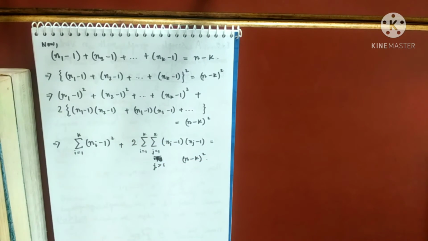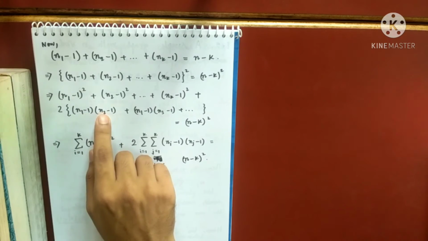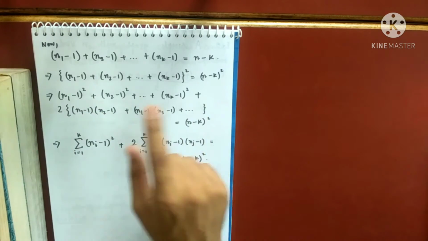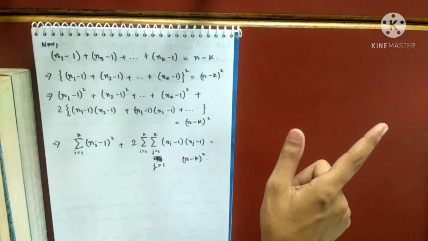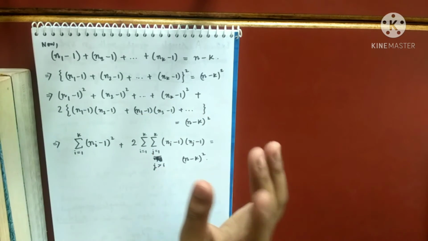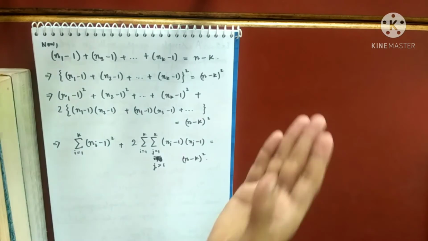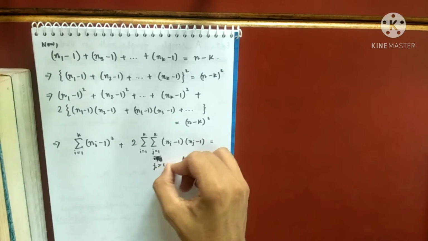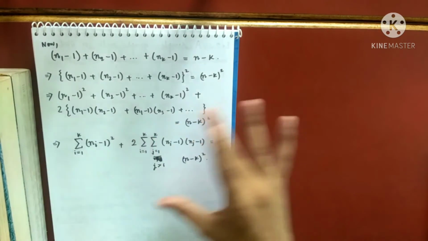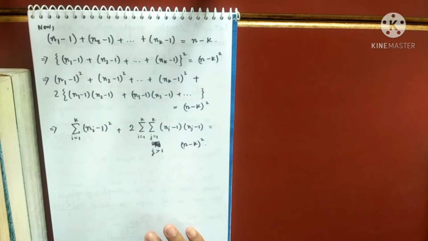So j should be more than i, because n1 will go with n2, n1 will go with n3 and so on up to n1 will go with nk. Now when i is 2, I have already written n1 with n2. So I'll start with n2 with n3, n2 with n4 and so on. That is the reason I've written here like this. If you did not understand, please ask, I will explain.